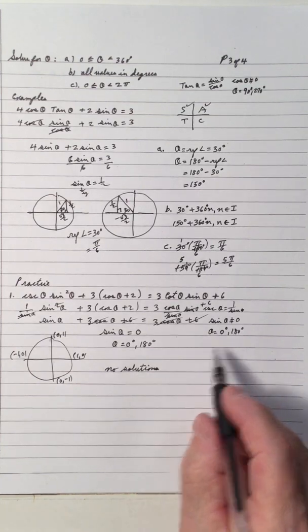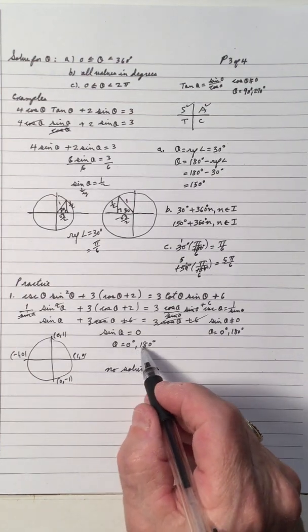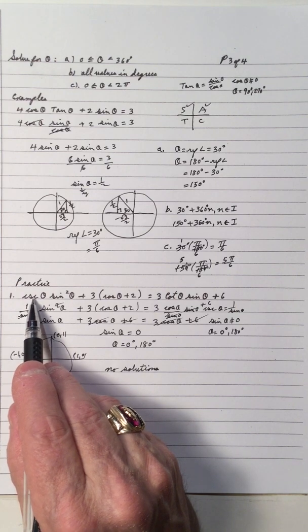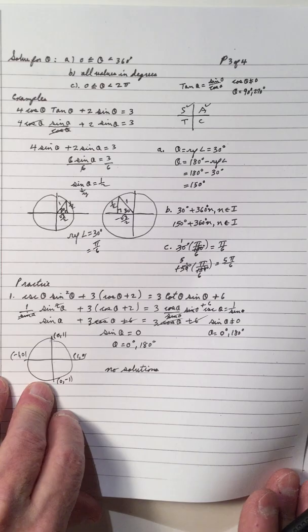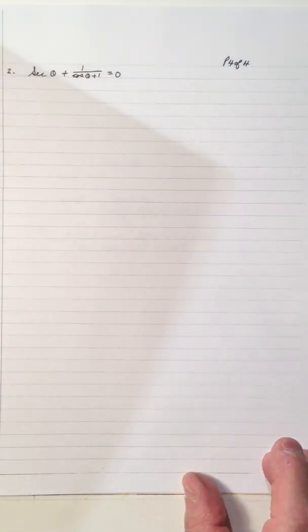No solutions because you can't use 0 or 180 because it makes cosecant or cot undefined. So be careful when you have fractions. You can't have your denominators 0. And we have another one to do.